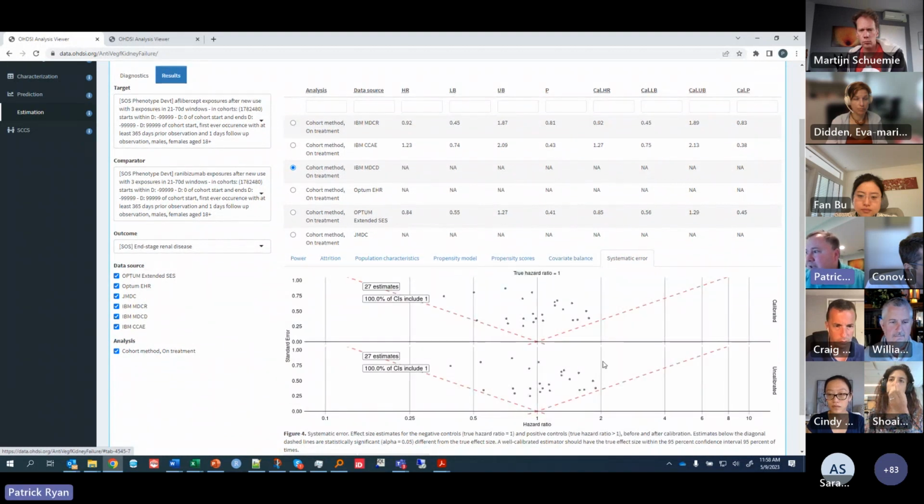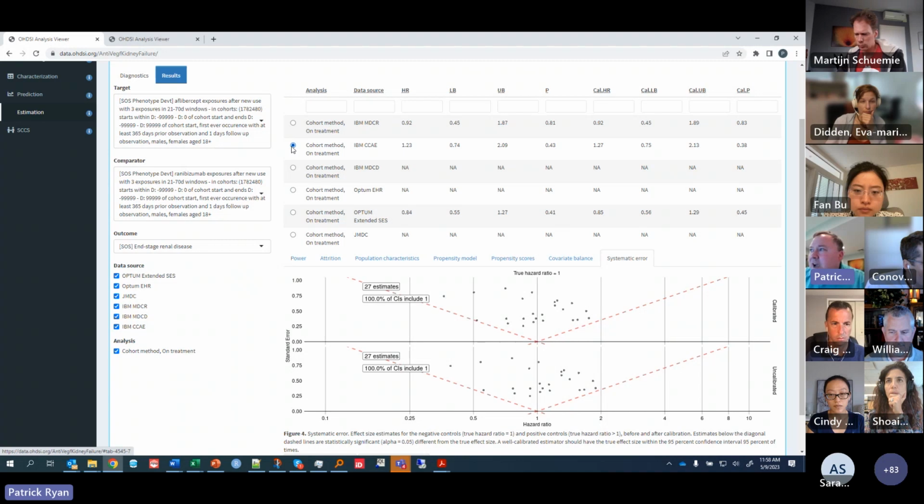The last tab illustrated here would be the systematic error. Here we can see using our negative controls that we didn't observe some sort of systematic error. So in this case, we just went through the diagnostics and the drill down of the database that failed, and we see indeed we have a risk of confounding, and therefore we don't want to unblind that.